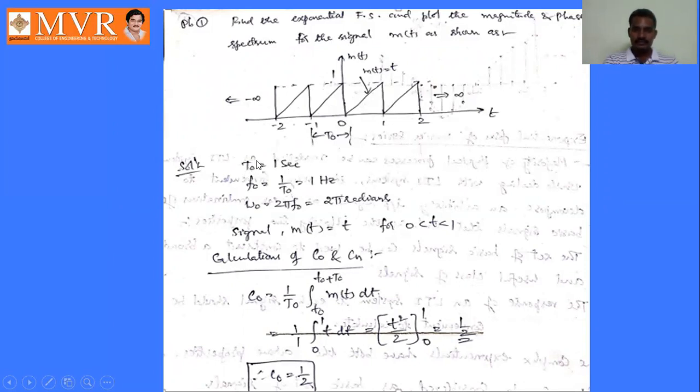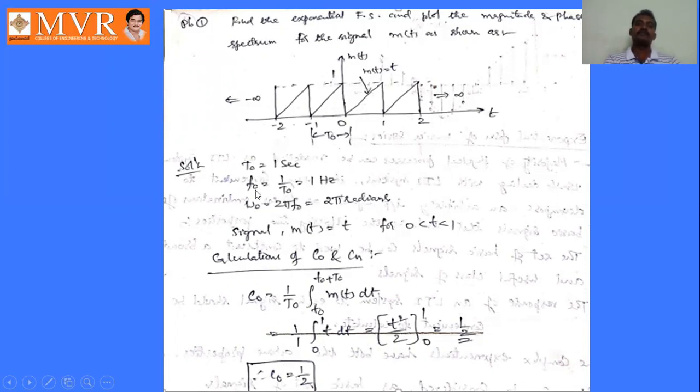So T naught is the fundamental time period, and f naught is the fundamental frequency. What is the formula for fundamental frequency? It is nothing but the reciprocal of the fundamental time period. So f naught equals 1 by T naught, that is 1 by 1, that is 1 hertz. After that we will find the angular frequency omega naught. Angular frequency omega naught is nothing but 2 pi into f naught. What is the f naught value? 1 hertz. 2 pi into 1, that is 2 pi radians.